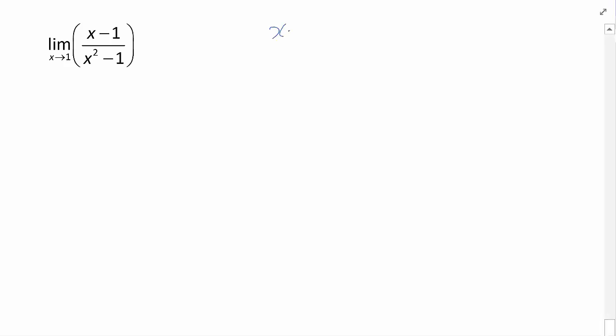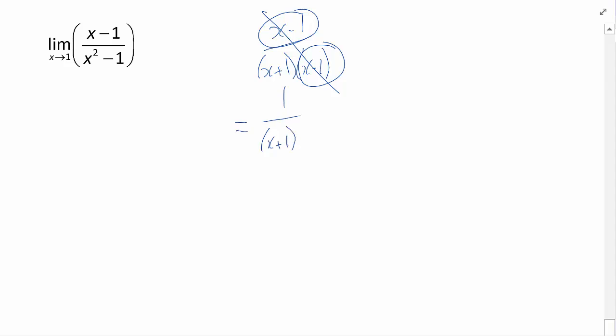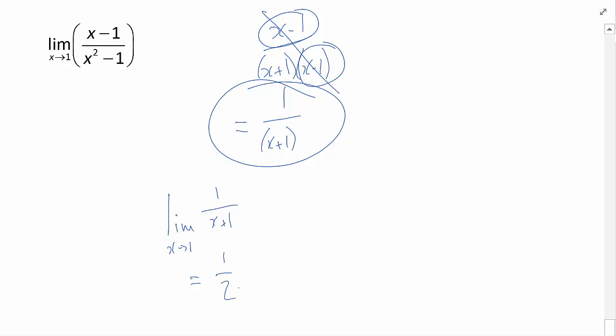For instance, we know that x minus 1 over x squared minus 1 is the same as x minus 1 over x plus 1, x minus 1. And of course, we've got a common factor of x minus 1 in the top and the bottom, which can cancel out, leaving us with 1 over x plus 1. So why don't we instead find the limit of this function as x approaches 1? The limit as x approaches 1 of 1 over x plus 1 is simply equal to 1 over 1 plus 1, or 1 over 2.